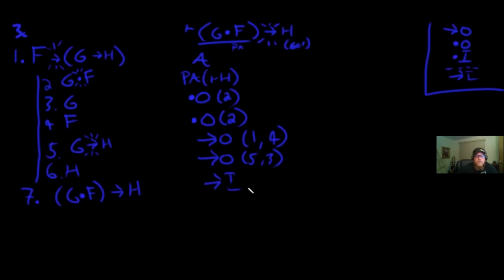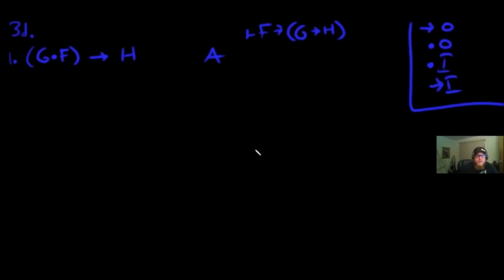And that can be proven with an arrow in. Arrow in this case, it started in line 2, because that's where we provisionally assumed the left, and it ended in line 6, because that's where we got the right. Okay, let's take a look at 3D. We got G.F, arrow H, and we're after F arrow G arrow H. Let's give it a shot.